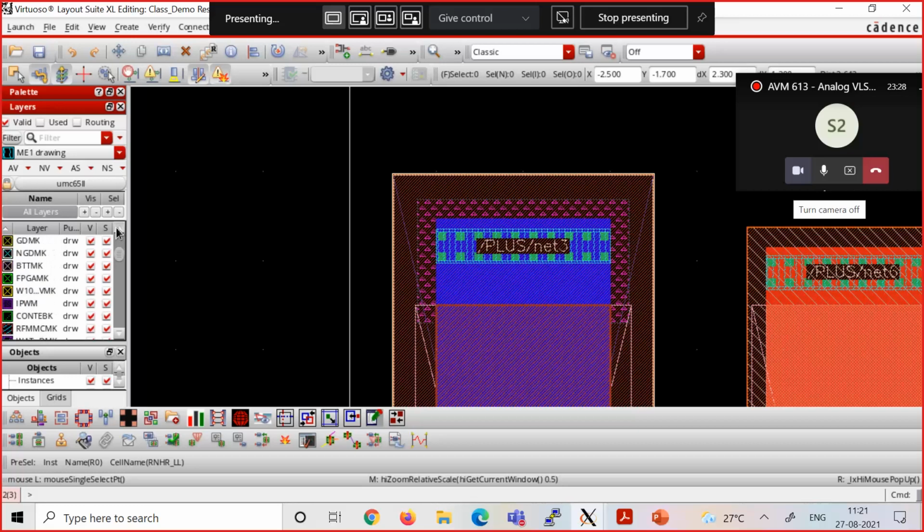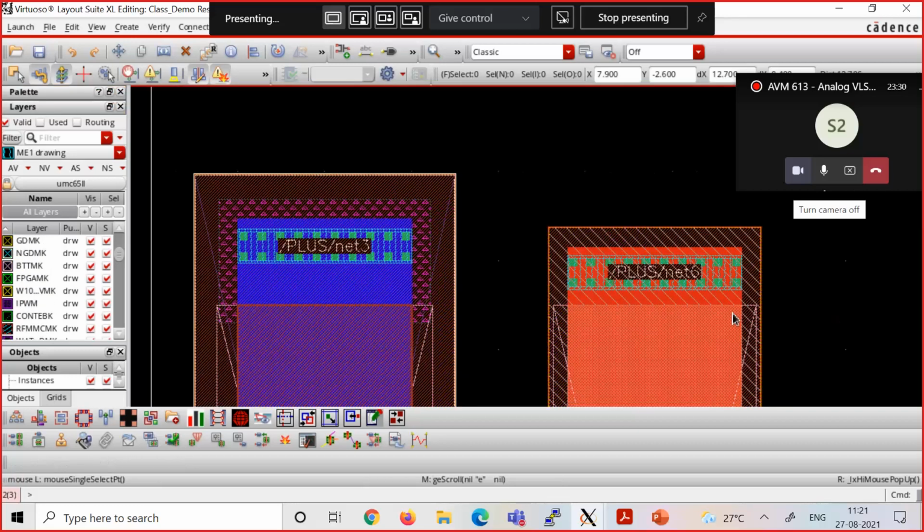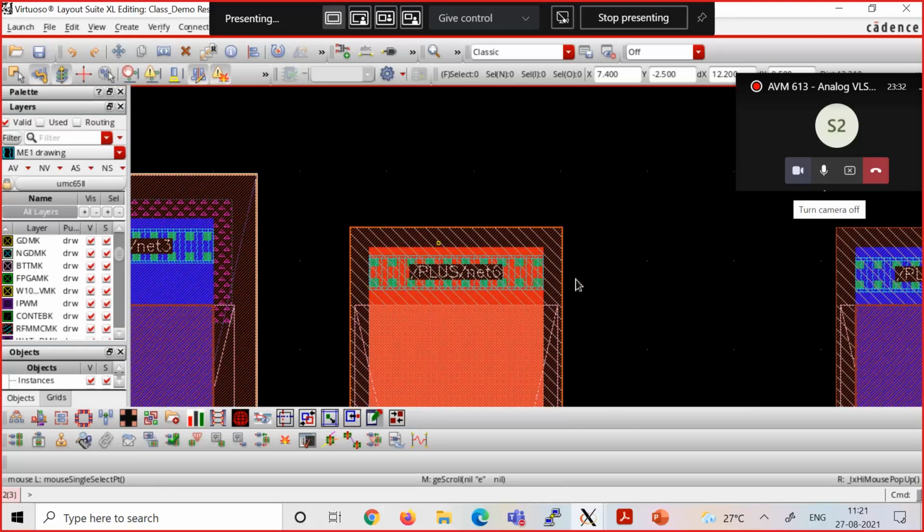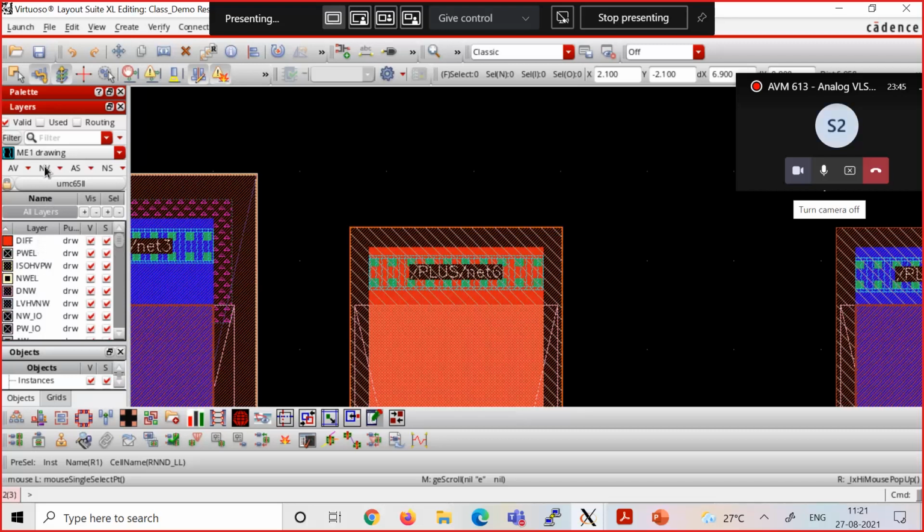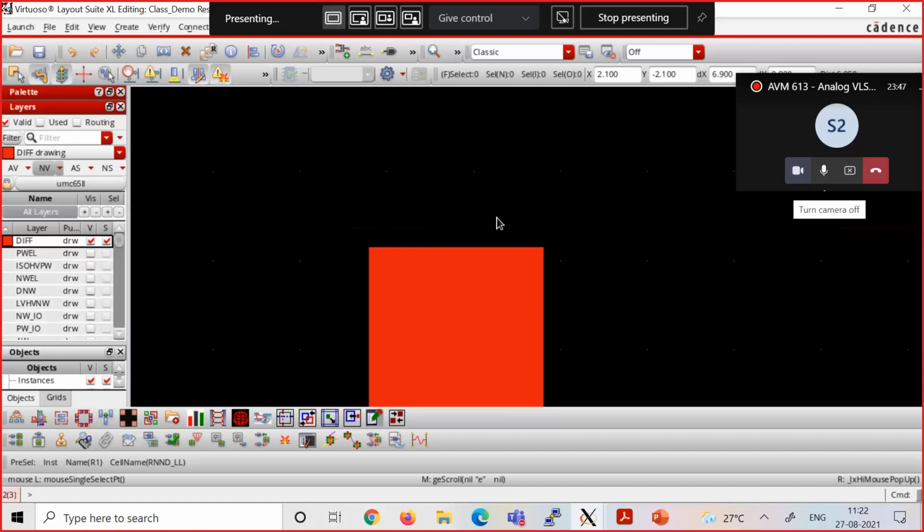And for the other extension things, the extension is diffusion only. So this is an N-type diffusion. It is directly diffusion, which is extended. So you can't distinguish. It's fully diffusion.